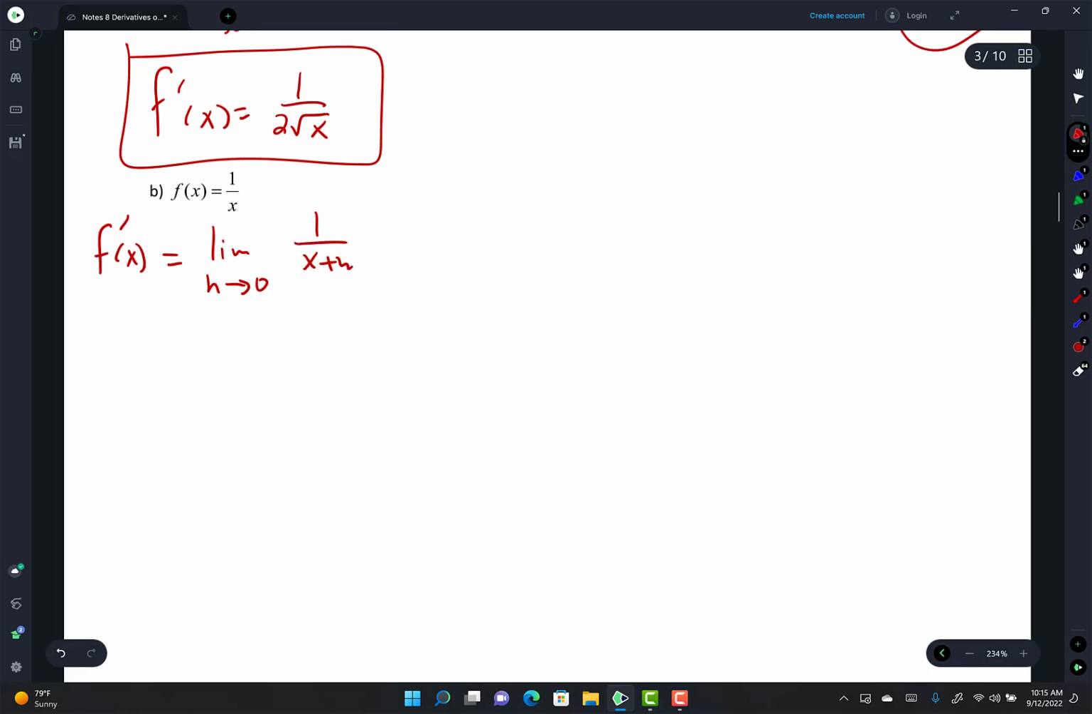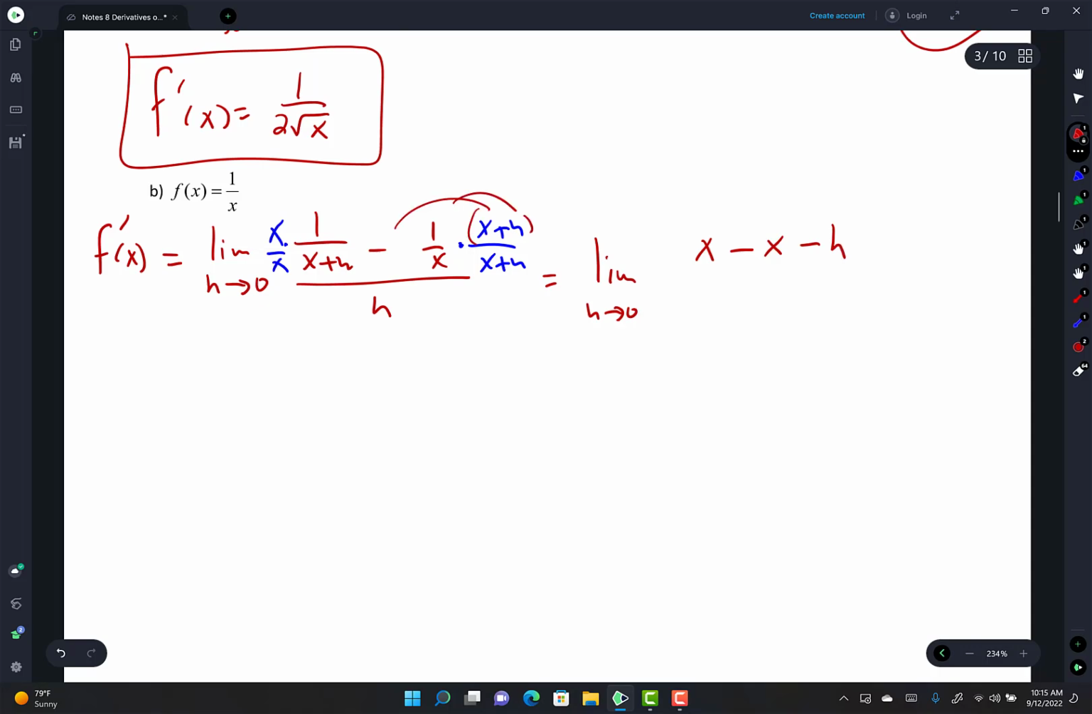1 over x plus h minus 1 over x, all over h. All you're doing is simplifying this. So, common denominator. Multiply this one by x plus h over x plus h. Multiply this one by x over x. So here's what we have. We have limit as h approaches 0, and in the top I'm going to have x minus x minus h. I distributed the x plus h, guys, with that negative there. All over x, parenthesis, x plus h, close it, put the h on the side.